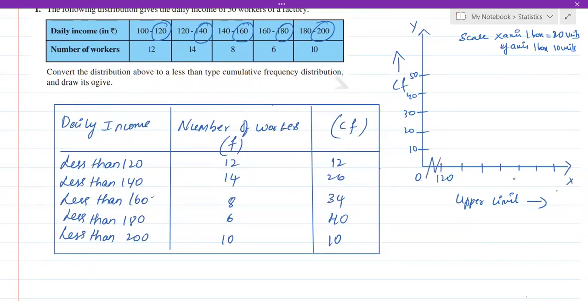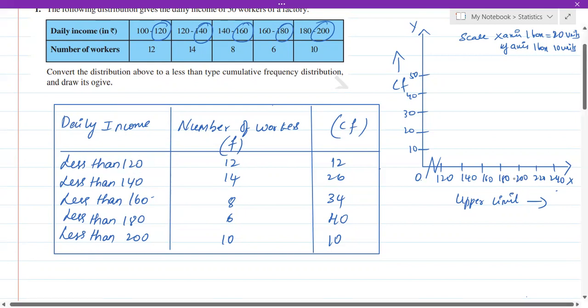You would have learned it in your 9th standard that you have to draw a kink, indicating that you have skipped certain values. Okay, so 120, 140, 160, 180, 200, 220, 240. Now plot it. What is the first upper limit? It is 120, isn't it? We have got 120, and the corresponding CF is 12. Okay, 120 and 12.